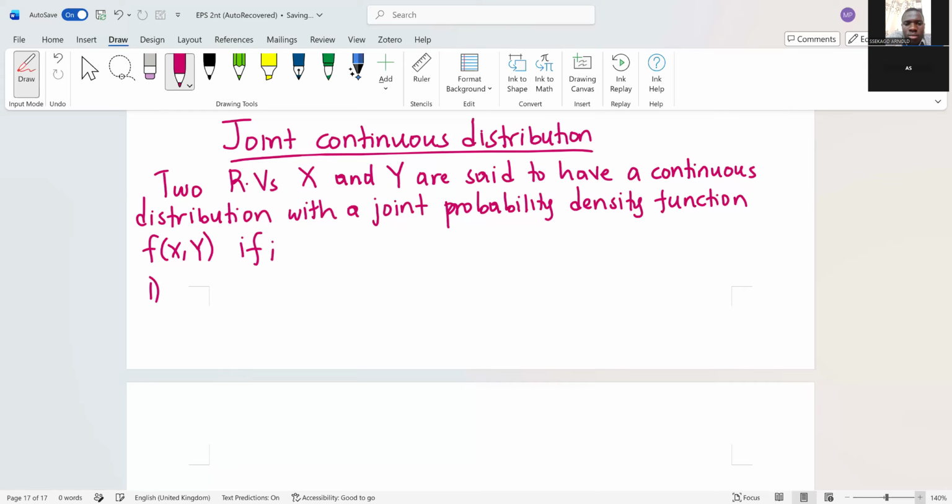Property number one, probability is non-negative, and this is true for all real values of x and y within this range. Then the total probability is 1.